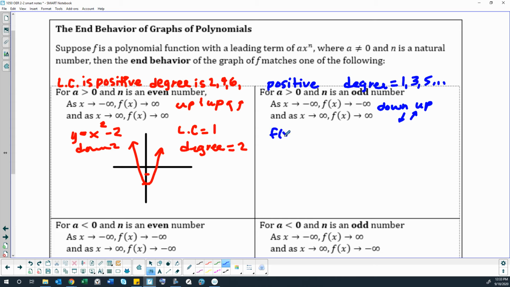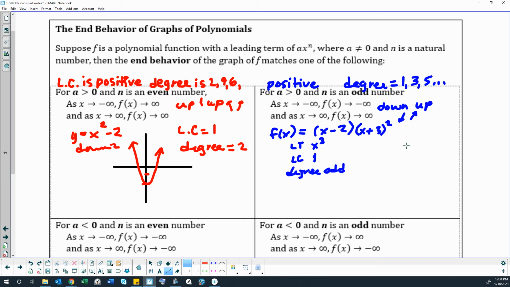Okay, let's look at an example of this one. I think we already saw this particular problem earlier today as well. So we have x minus 2 times x plus 3 squared. And that means that our leading term is x cubed. And so our leading coefficient is positive, and our degree is odd. So the end behavior should be down, up. Let's look at what that graph will look like.